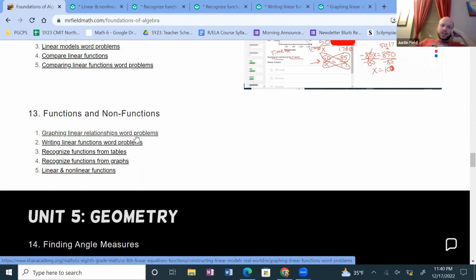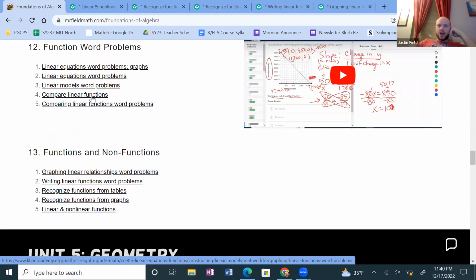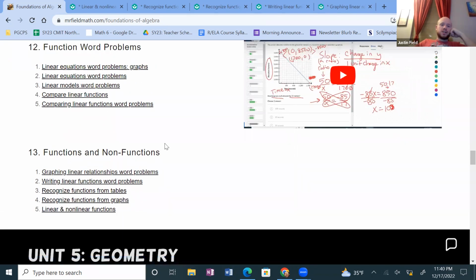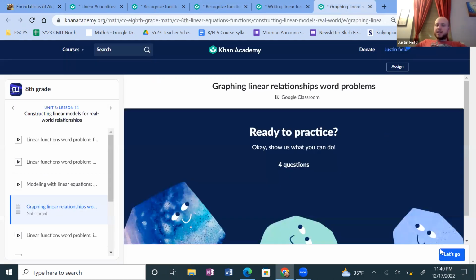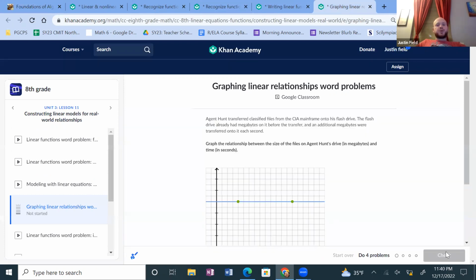Graphing linear relationship word problems, which should not be a problem, should be word scenarios because we just did all these problems up there. Writing linear function word scenarios. Recognize functions from tables, recognize functions from graphs. Linear and nonlinear functions, my favorite. All right, well, actually, 3, 4, 5, nice and easy, okay? Well, let's start out with the word scenarios.